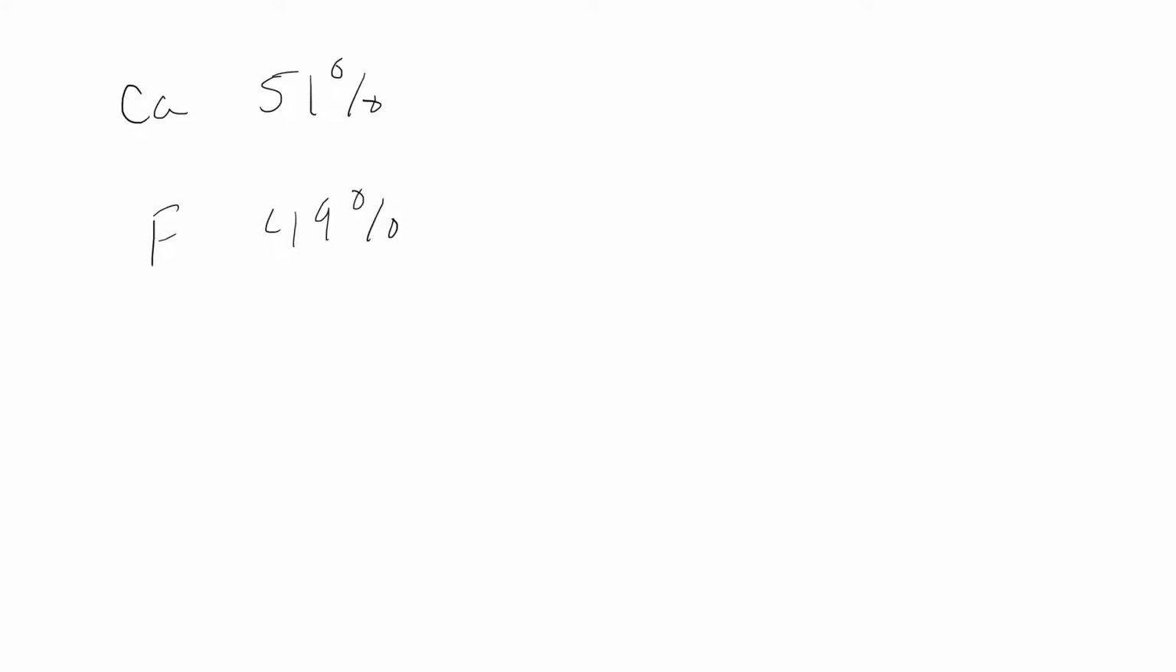So if we look at 51%, we want to assume that this 51% is out of 100 grams. So this is going to be 51 grams of calcium, and this fluorine is going to be 49 grams of fluorine, right? Now, what we have to do is convert it into mole ratios. Whenever you look at empirical formula, you can think of those as essentially mole ratios.